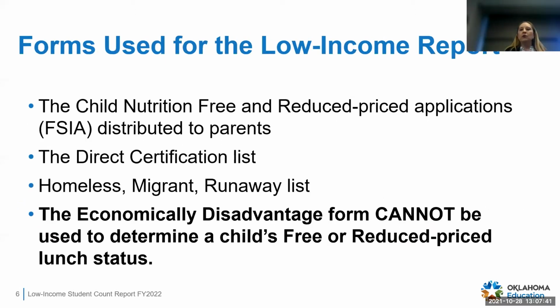So what forms can be used for the low income report? Well, first of all, the free and reduced meal application. That's the family size and income application that you distribute to parents. If that student is listed on the direct certification list, or if that student is homeless, migrant, or runaway and is on that liaison's list. Again, economically disadvantaged forms cannot be used to determine a child's free and reduced price lunch status.